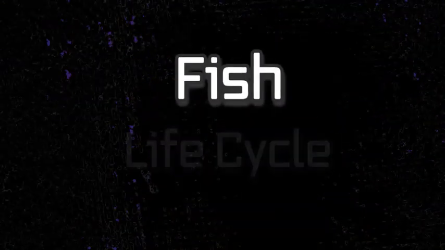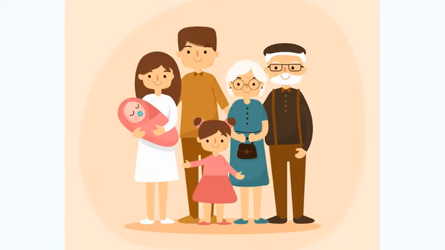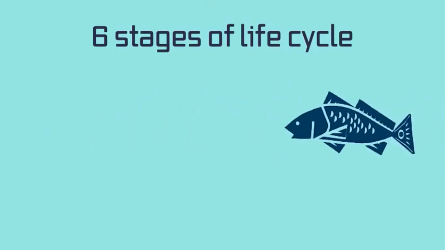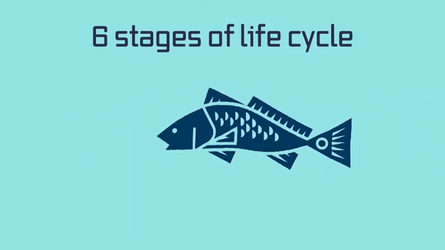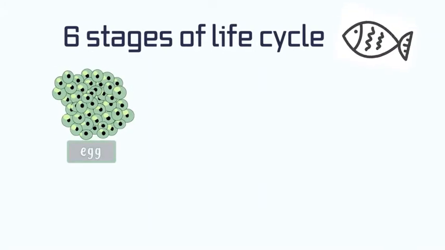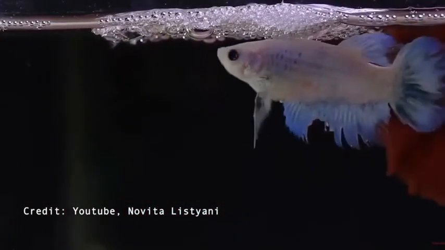Fish undergo various life stages throughout their lifetime, similar to humans who have six life stages altogether, from fetus, baby, child, adult, and old person. Fish too experience six stages in their life cycle. The origin of fish life begins from a simple small egg. Eggs that have been fertilized from a male and female fish will develop into embryo.